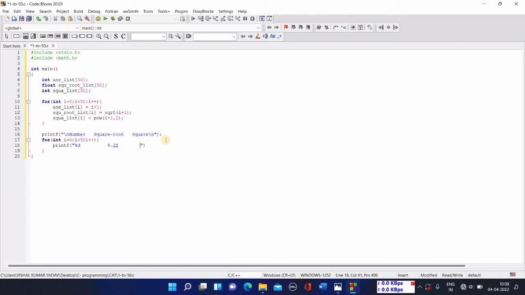Now you might be wondering why I'm giving these many spaces. Just see what will happen when I show the output. Use list i, square root list i and square list i. After printing each row, I have to write a backslash n so that I can go to a new line. And then let me just return 0 over here. So I guess now this should work. There is a mistake over here. I forgot to put this semicolon. Now it's okay. Let me run this.